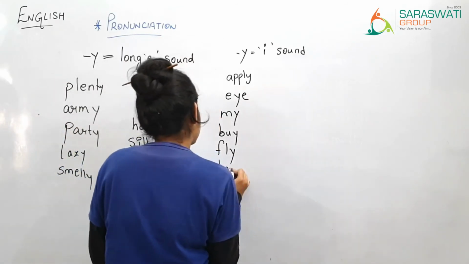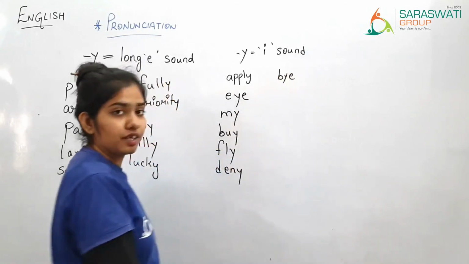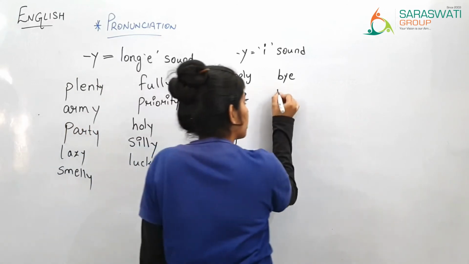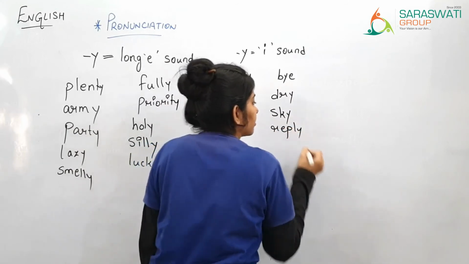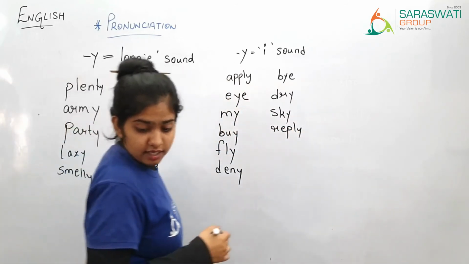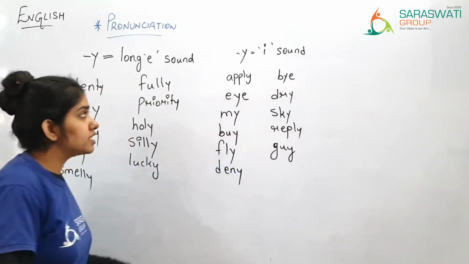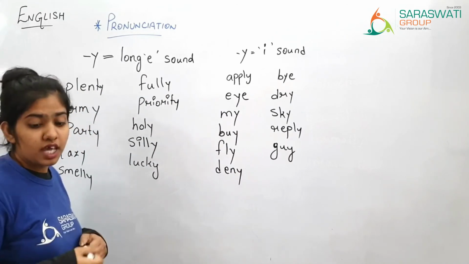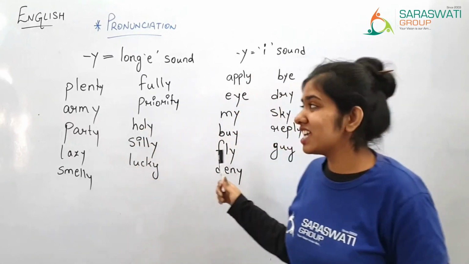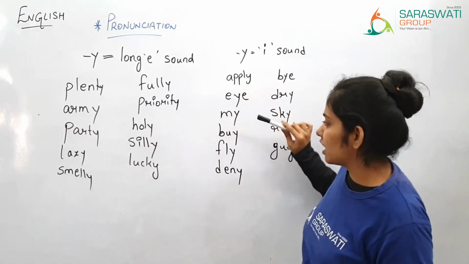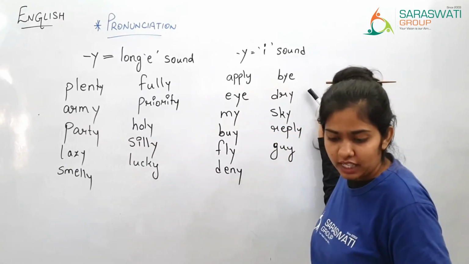Deny. This is buy. कोई भी चीज को purchase करना. This is buy. Drive. And sky. Reply. Guy. Right? So you can see over here, buy is having two different sounds. Here it is long E sound and I sound. Apply, I, my, buy, fly, deny, guy, reply, sky, dry, and buy.